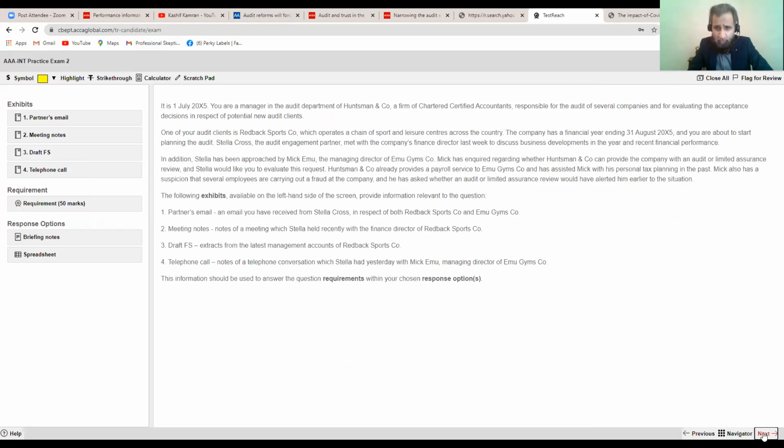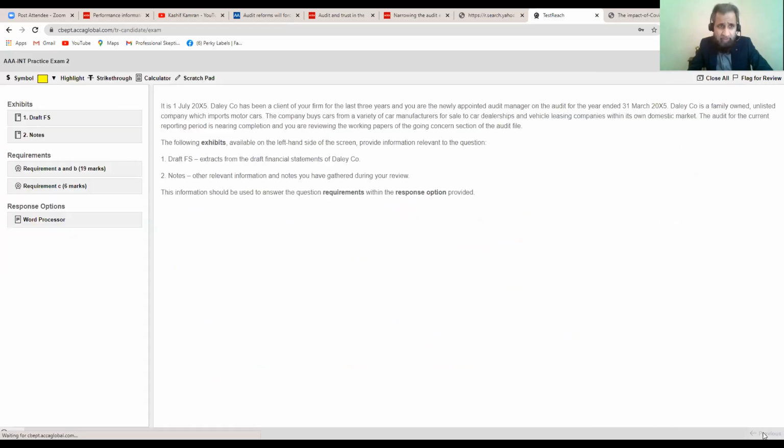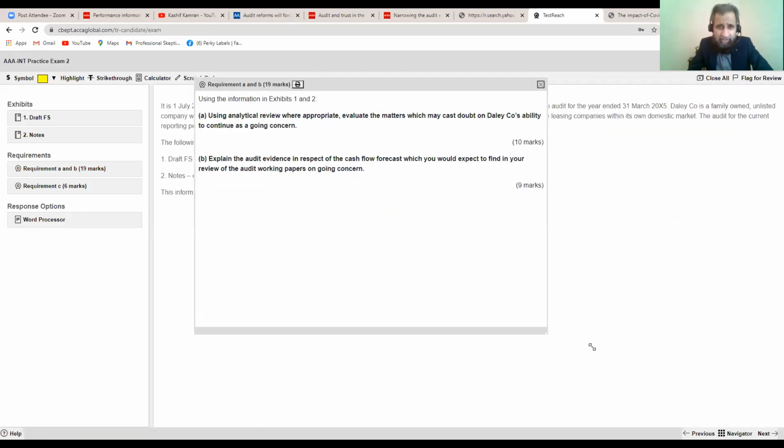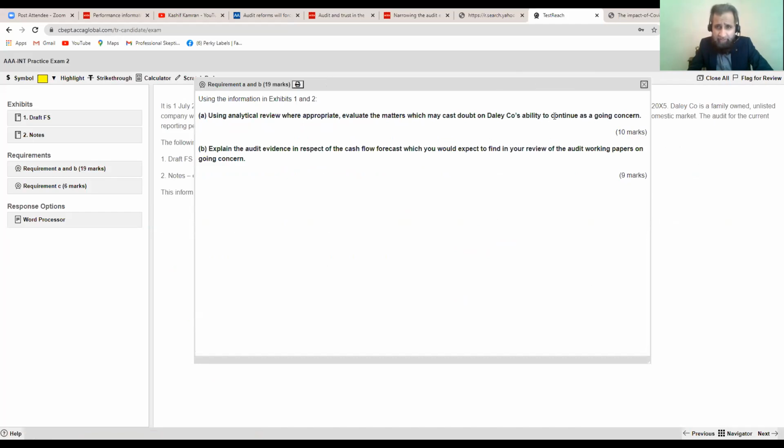I go to the next window. Section B. I'll open requirement A. What's requirement A asking for? Using the analytical review, identify the matters which may cast doubt on the going concern status. Going concern. Oh, I just prepared going concern 3 days ago. I'm so good at it. Explain the evidence with respect to a cash flow forecast. I've done evidence, very good. So I think this is one good question I can start with.